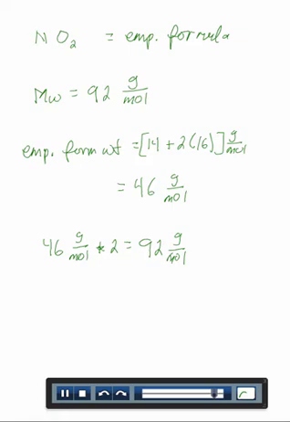So, our molecular weight must be twice the empirical weight, and the molecular formula must be twice the empirical formula. So our molecular formula would be N2O4. We just double the amount of each atom ratio. So that's our molecular formula.